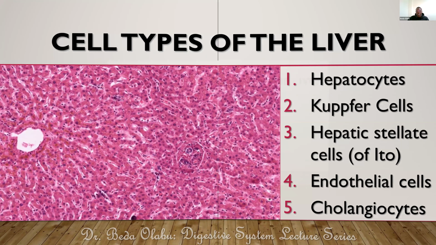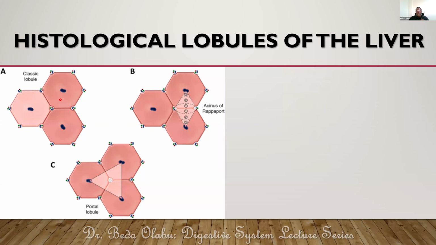Having said so, let's talk about histological lobules of the liver at a greater detail. So I've told you that the cells of the liver are arranged in terms of hexagonal lobules. The center of the lobule is the central vein, but the corners of the lobule contain the triad.